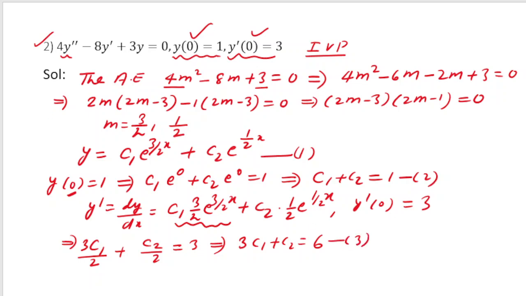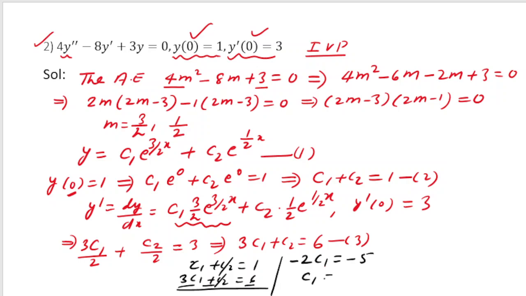what is the next thing that we have to do? The next thing that we have to do is to solve these two equations, right? So how to solve these two equations? The first one is c1 plus c2 is equal to 1, and the second one is 3c1 plus c2 is equal to 6, right? So we subtract them. So c2 and c2 will cancel. So c1 minus 3c1, that is minus 2c1. And 1 minus 6, that is minus 5.